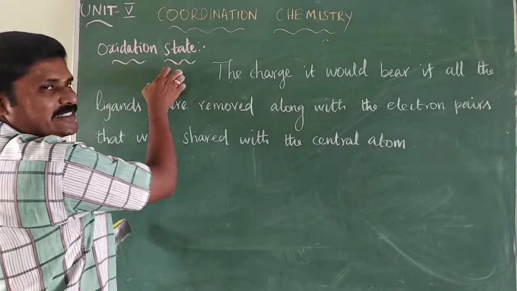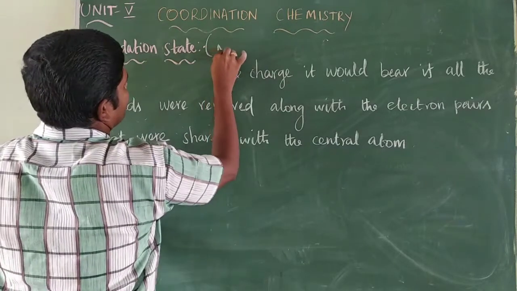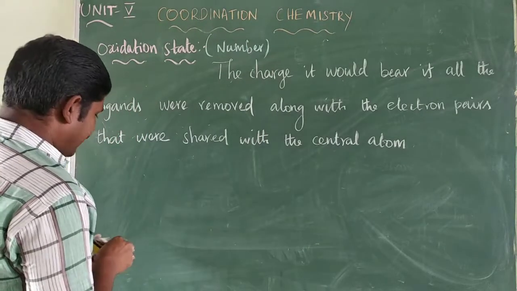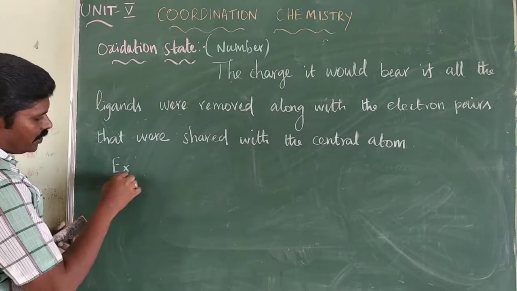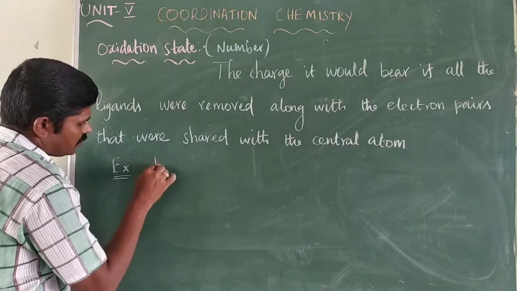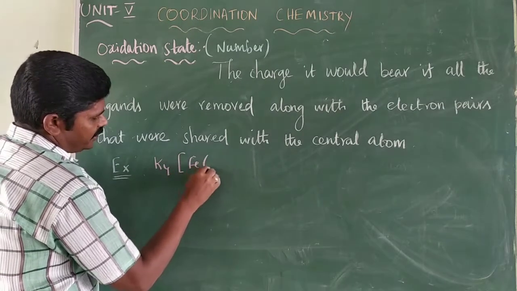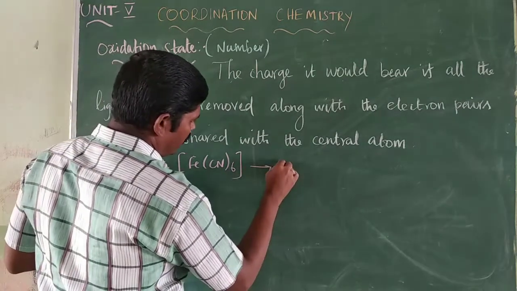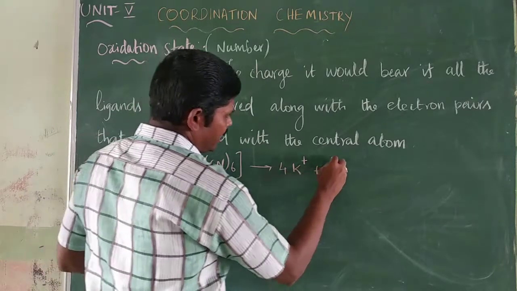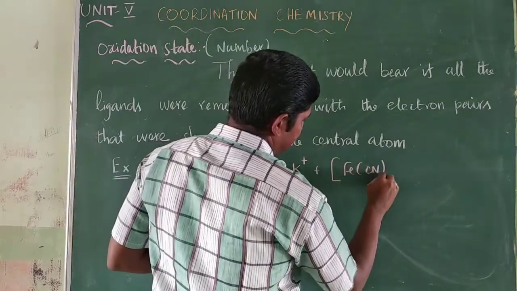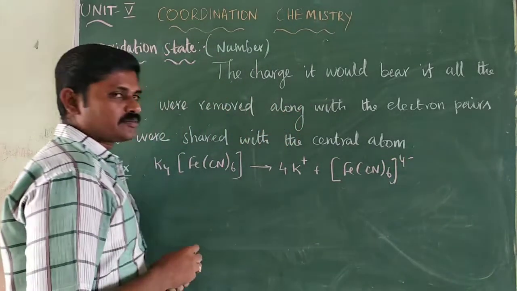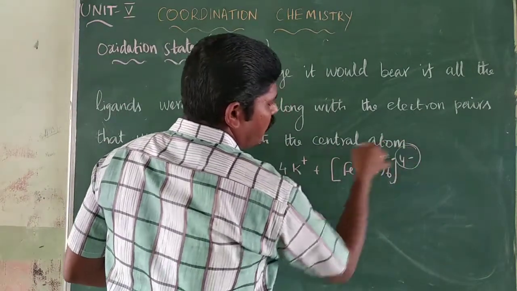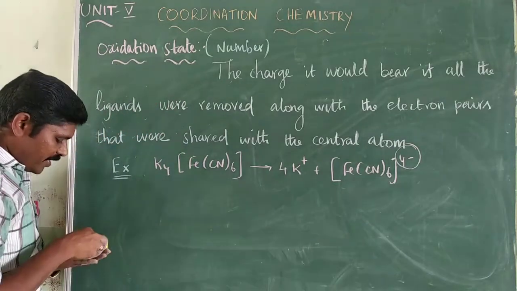The next one is here, oxidation state or oxidation number. So, for example, K4[Fe(CN)6]. Right? On dissolving in water, it gives 4K+ and [Fe(CN)6]4-. So the net charge is 4-.